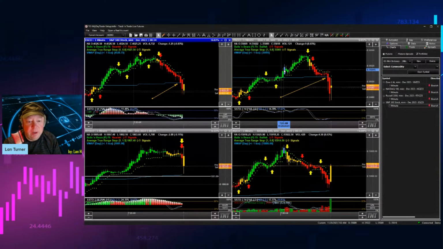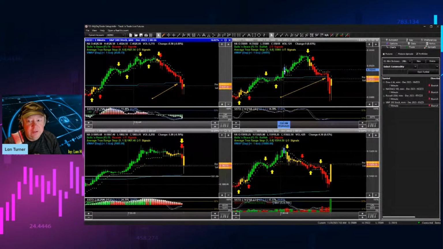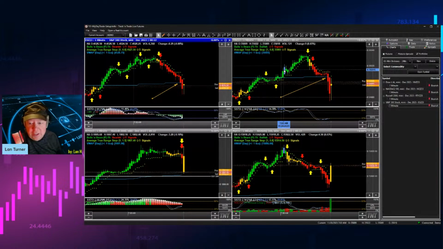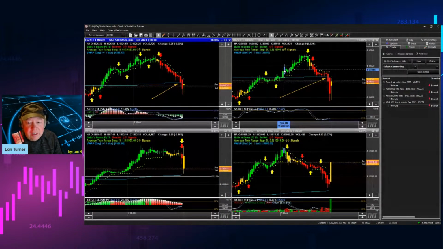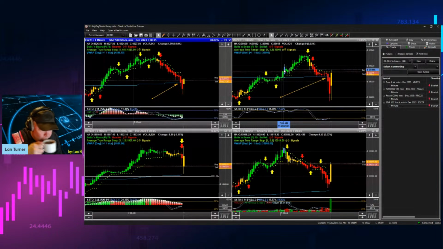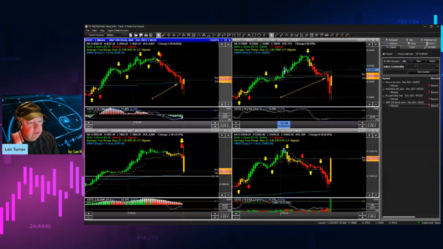The futures market, of course, trades out of Chicago. The New York Stock Exchange trades out of New York. They are 2 different exchanges, but we do trade the stock indexes in the futures market out of Chicago. We have different rules. No pattern day trading rules over here.